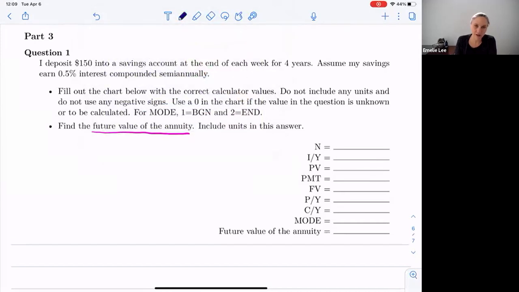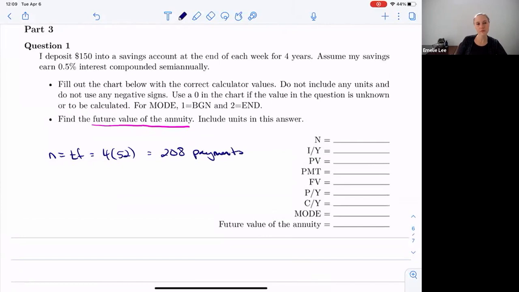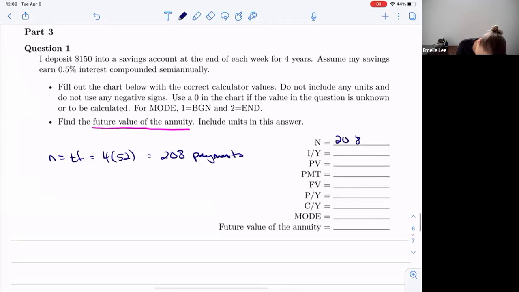I'd say the hardest part is finding n, the number of payments. And so I'm making, it's the time times the frequency. So for 4 years, at the end of each week, there's 52 weeks in a year. So 4 times 52 is 208 payments. So I've got N is 208. Oops. Oh man, struggle city here. 208. Close enough.